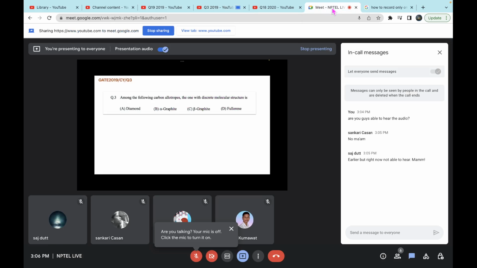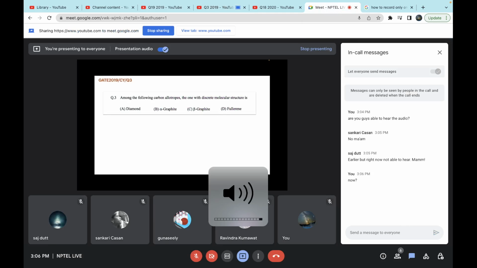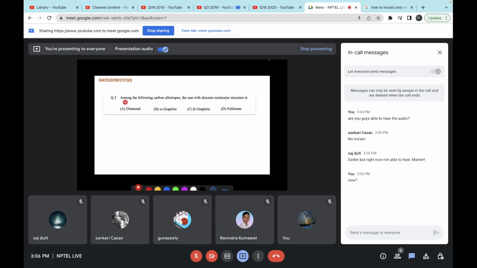Everyone, in this video I will be solving a GATE 2019 chemistry question. It's question number 3, and it carries 1 mark. The question states: among the following carbon allotropes, the one with the discrete molecular structure is. We are given 4 different options: diamond, alpha graphite, beta graphite, and fullerene.